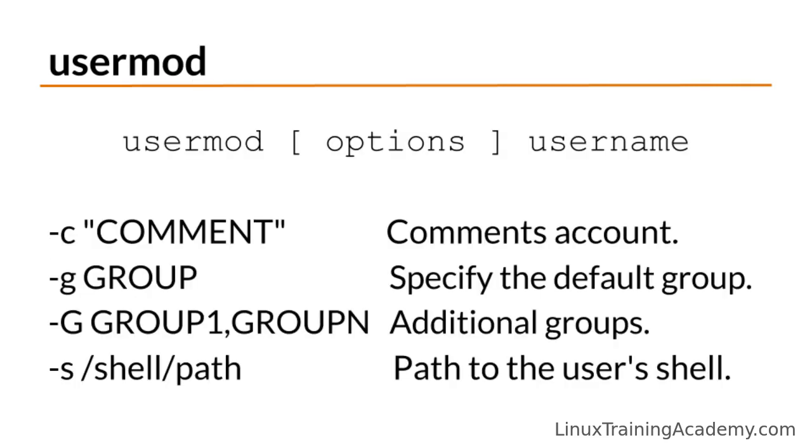To update or modify an existing account, use the usermod command. Here are the most commonly used options to the usermod command. You can use -c followed by a comment to change the comment associated with an account. You can change the primary group by specifying -g followed by the group name. If you want to change the additional groups the account belongs to, use -G followed by a list of groups separated by commas. To change the account's shell, use -s followed by a path to that shell.